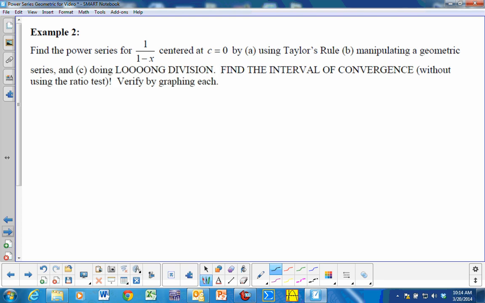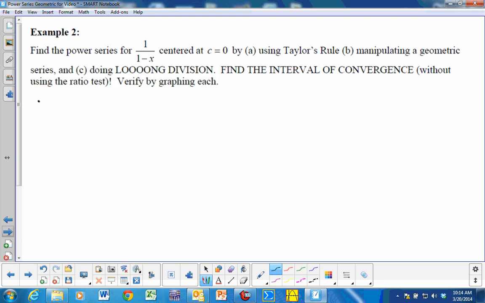And then if you know those 4, you should be able to do most everything there is on the AP test without having to do a lot of extra work. So we're going to find this power series 3 ways. One by Taylor's rule, which is the way we've been doing it, so that'll be easy and a good review. Then we're going to learn how to recognize that it has something to do with a geometric series, and then we're going to do long division. So you'll have to know that these are other things you can do to get these series.